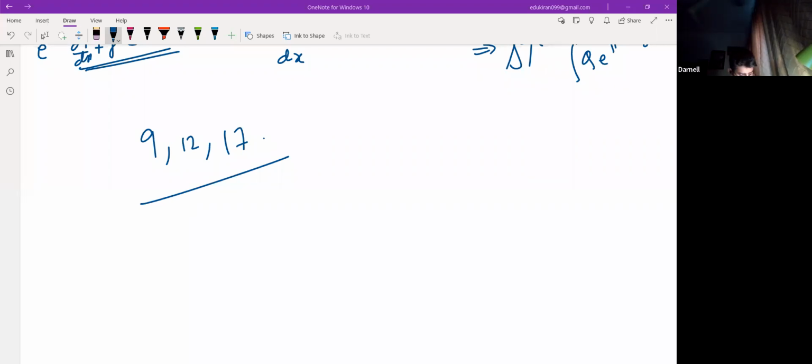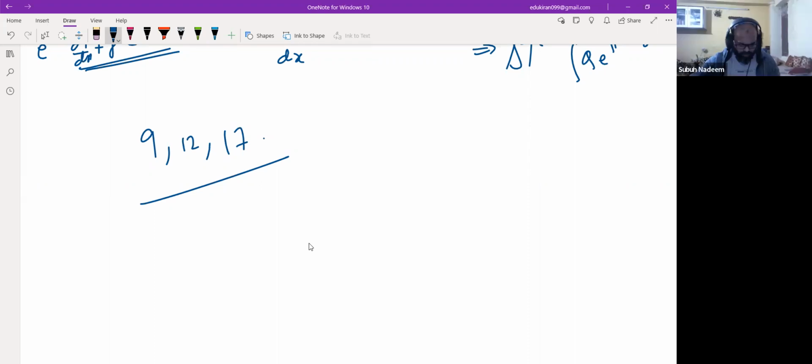So for the ninth one, I got P as 1 by x plus cot x and Q as 1. And for the integrating factor, I got x sin x. Okay, how do I proceed? One second.